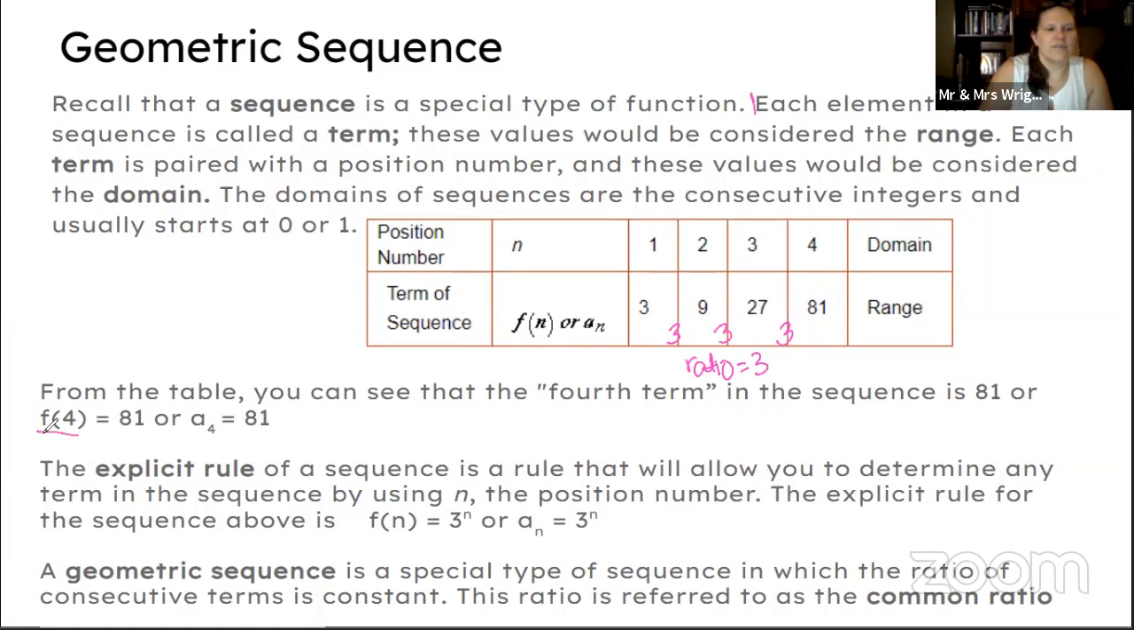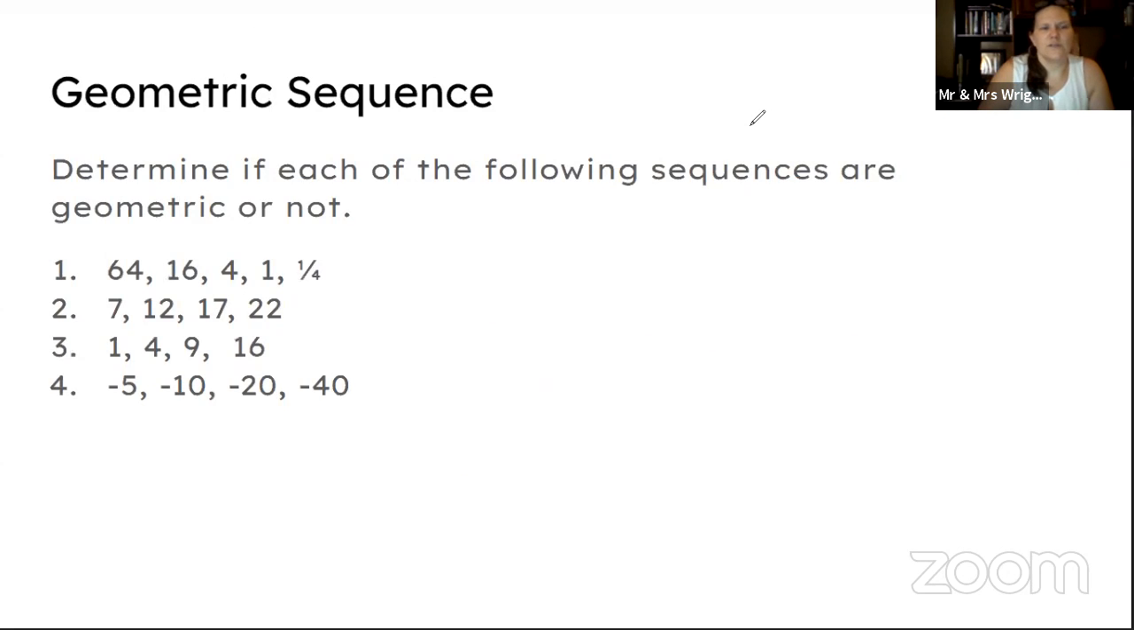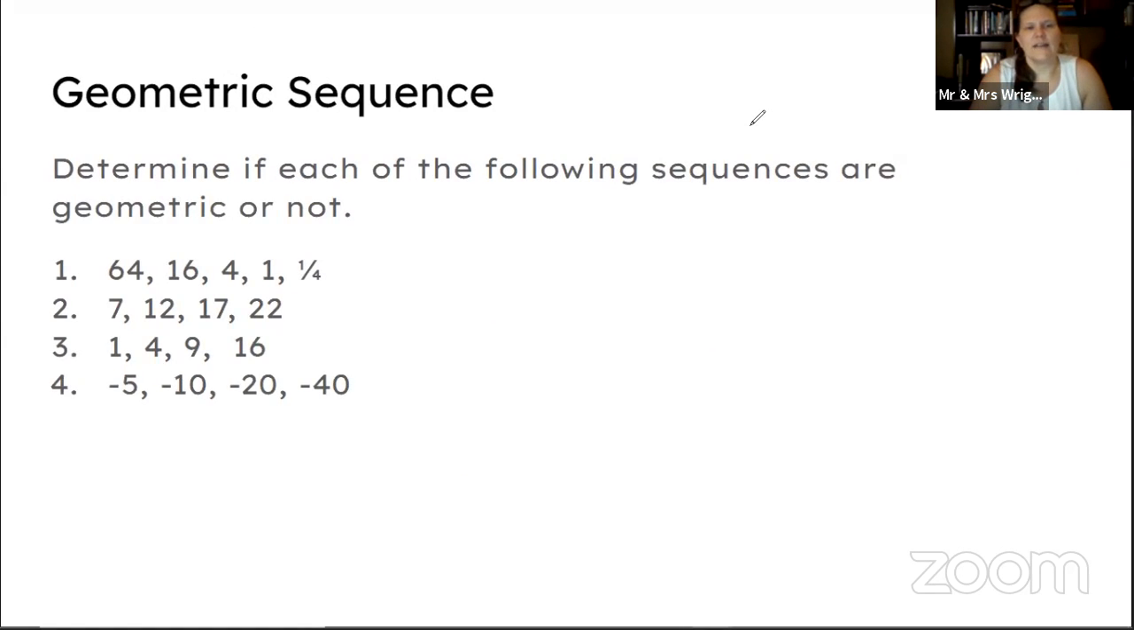One thing we need to look at here is the fourth term, and the sequence is 81, right? And so we can say f of 4 is 81, or a sub 4 is 81, okay? And so when you have the explicit rule here, you say f of n is 3 to the nth power, or a sub n is 3 to the nth power. And so that's an idea of explicit rule, which is what we're going to get into on the next page after this. First, we need to look at these sequences here and make sure you understand what a geometric sequence is. So I want you to pause the video and determine for yourself if these are geometric sequences or not.